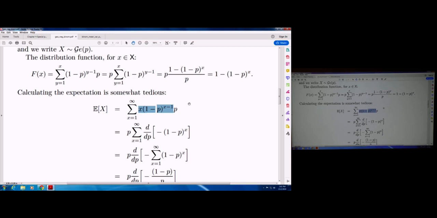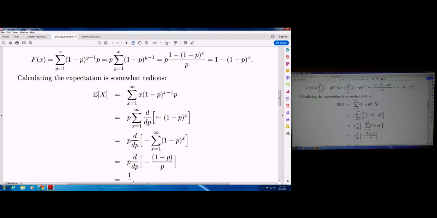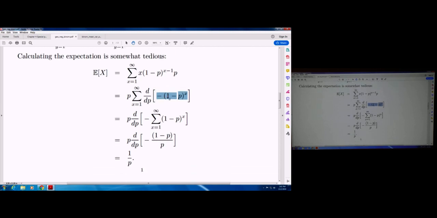So that term there, which I've highlighted in blue, is precisely equal to the derivative with respect to p of this term here. If you differentiate this term with respect to p, you get x times (1 minus p) to the x minus 1. This is the trick to this calculation, and like I say, you will not need this in this course or the exam. I'm just showing you to illustrate why sometimes we don't do the proofs in the class.